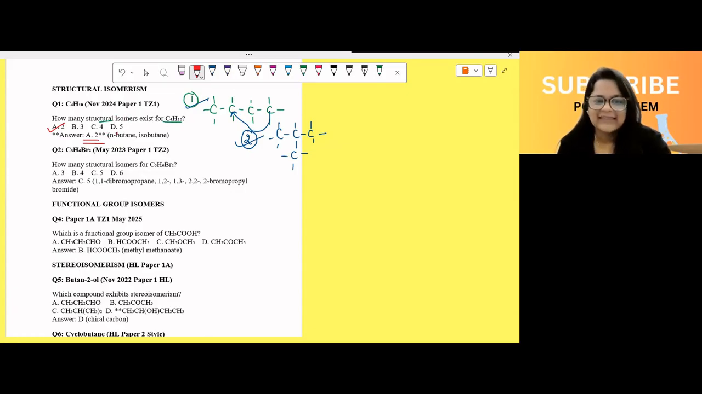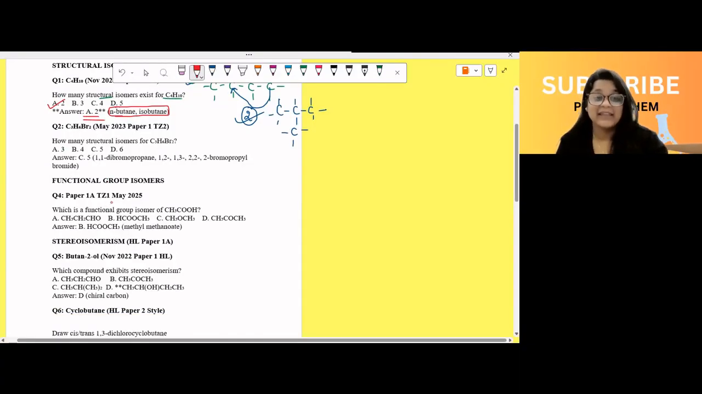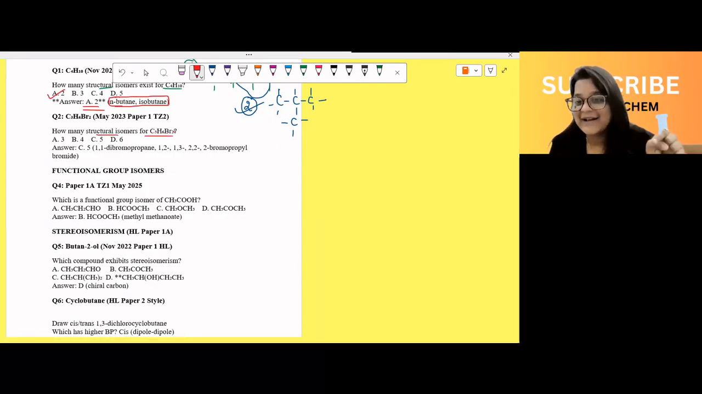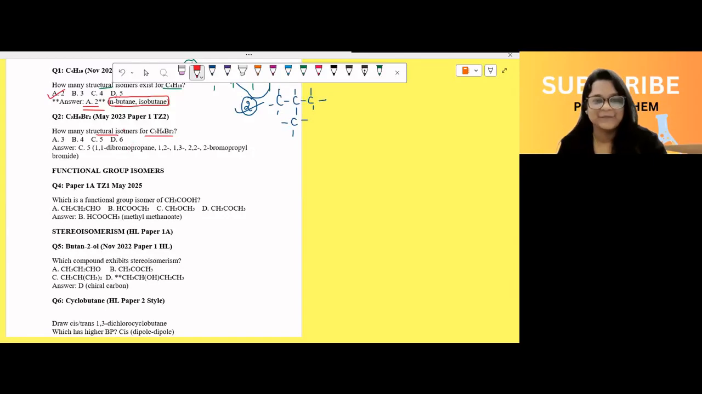These are the common names. You need not think about the common name. We are just asked about the IUPAC naming followed by the number of isomers. Moving ahead to the next: how many structural isomers are there for C3H6Br2? In the comment box, I am looking forward to you telling me how many structural isomers there are. So please let me know.